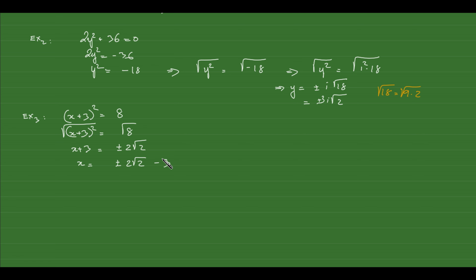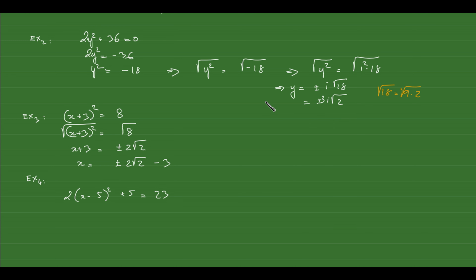Alright. Okay. Let's see what else. I can give you another one. Example 4. What do I have? I have 2 times (x minus 5) squared plus 5 equals 23.